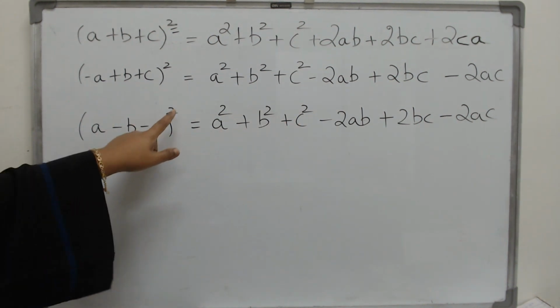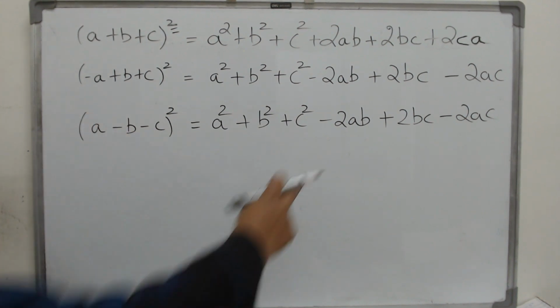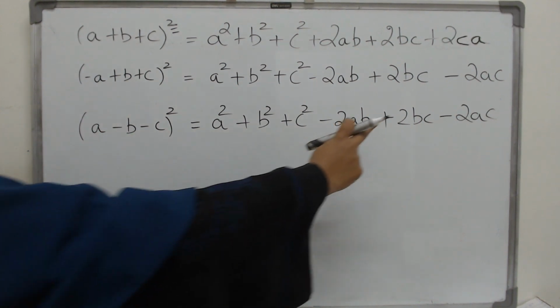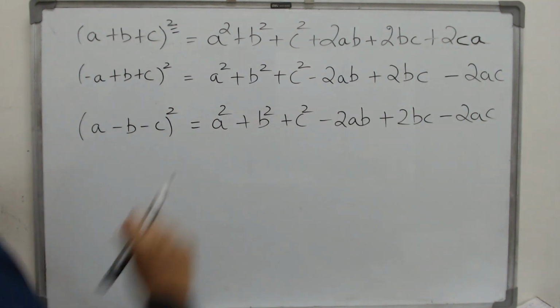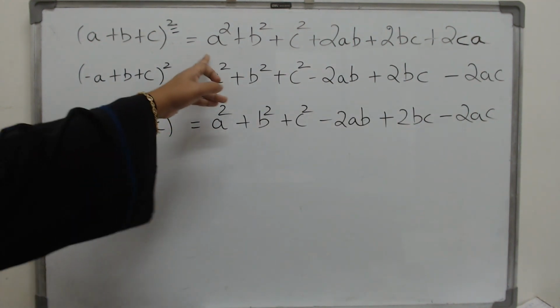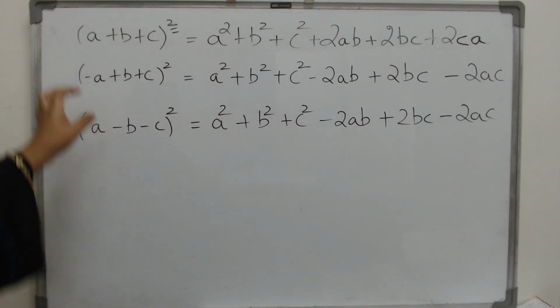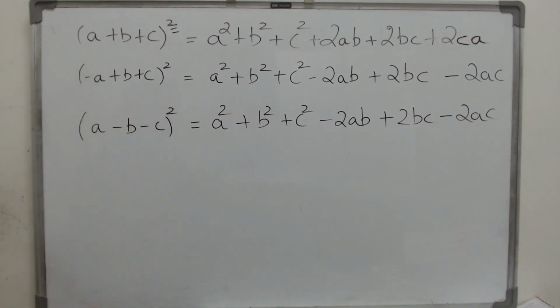Then 2 into a into minus b. One negative sign, answer will have one negative sign. 2 negative signs, answer will have a plus sign. Again one negative sign, there you have minus 2ac. Now look at this very interesting thing. Both the answers are same. Why? Whether you take one negative or the other 2 as negative, your answer is going to be same.